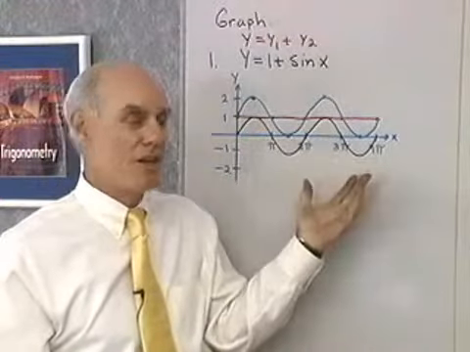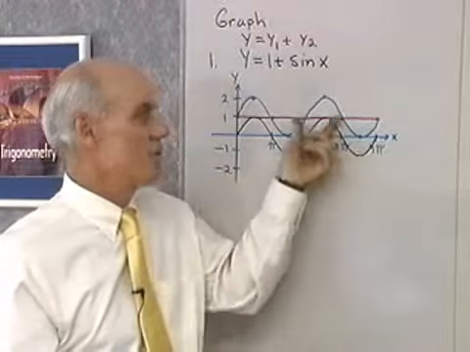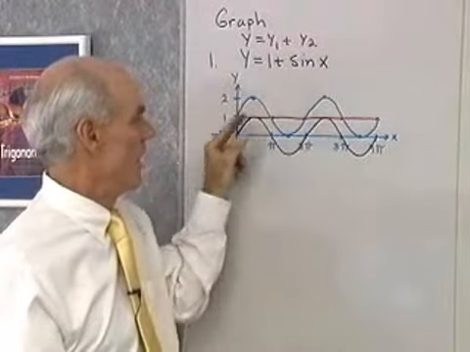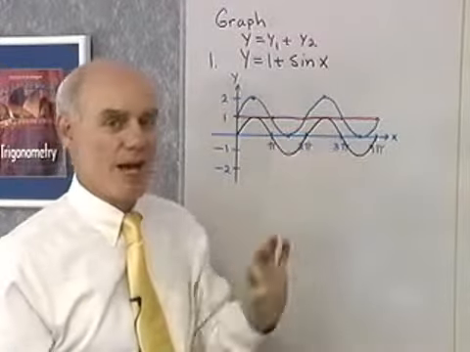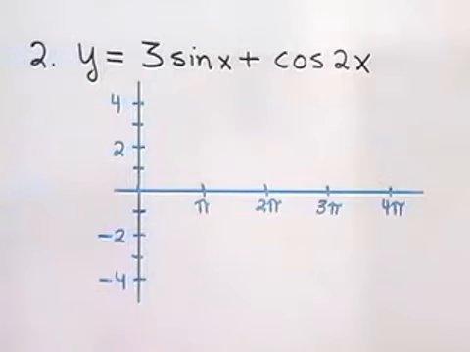A couple of different ways to think about this. You can think about it being the graph of y equals sine x moved up 1 everywhere, or you can think of it as the sum of y equals 1 and y equals sine x, and we just add our y coordinates. Let's take a look at a little more difficult one. I have y equals 3 sine x and y equals cosine 2x, and I want to add those two together.